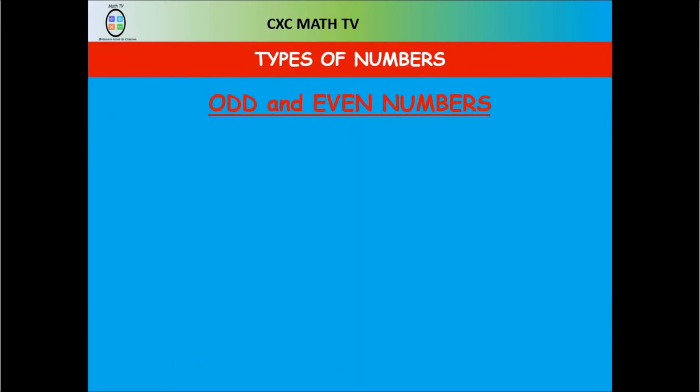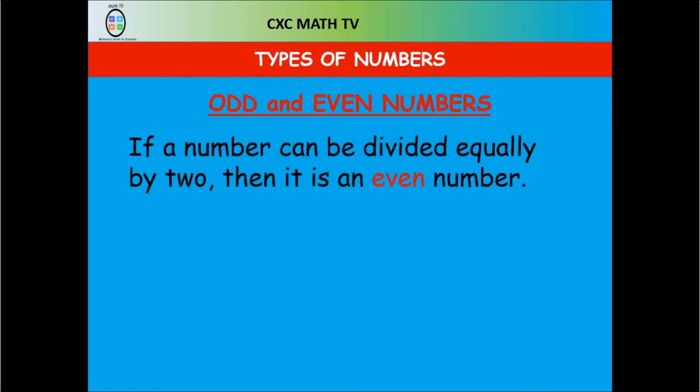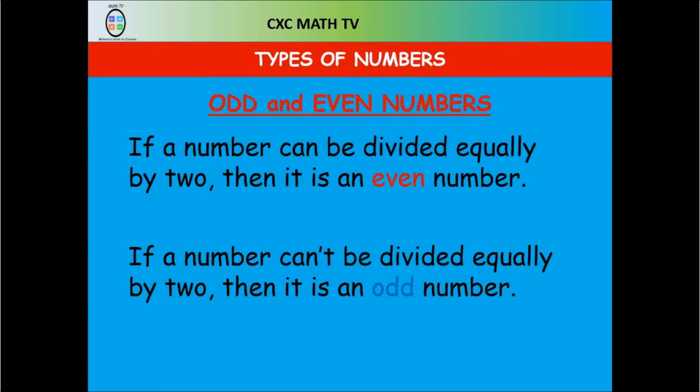Okay, the next thing to talk about is odd and even numbers. Even numbers first and then odd numbers next. So if a number can be divided equally by 2, we say that the number is even. If you can divide a number into groups of 2, it is even. And if it cannot be divided equally into groups of 2, then it is odd.